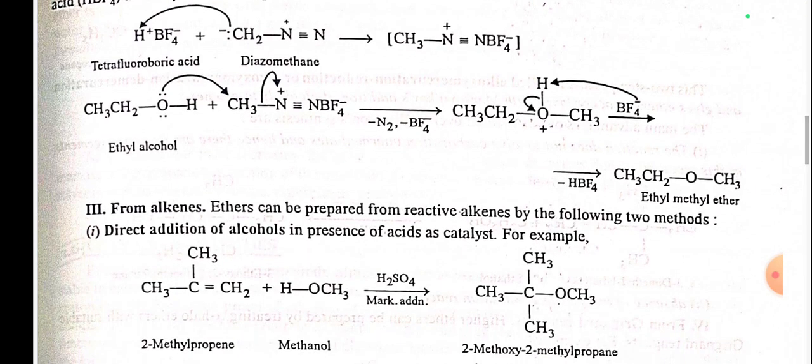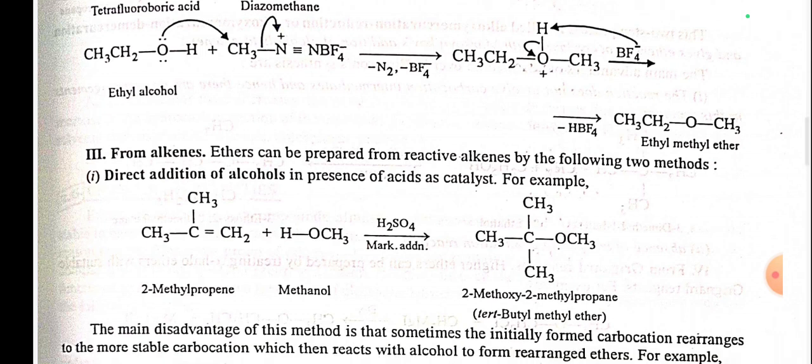From alkenes, ethers can be prepared from reactive alkenes by following two methods: direct addition of alcohols in the presence of acid as catalyst.